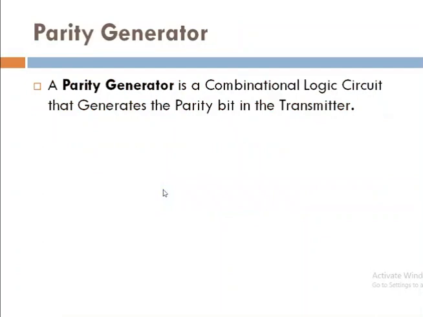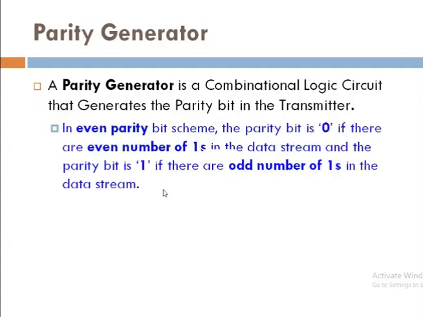So there are two parts. At the transmitter node, you have to generate the parity bit, and at the receiver node, you have to check the parity bit. So there are two concepts: the parity generator, and the second concept is the parity checker. In a parity generator, again there are two types: either the even parity generator or the odd parity generator. It is considered a combinational logic circuit that generates the parity bit in the transmitter.